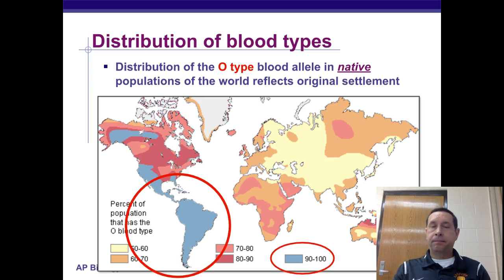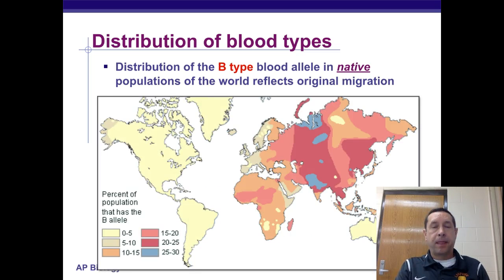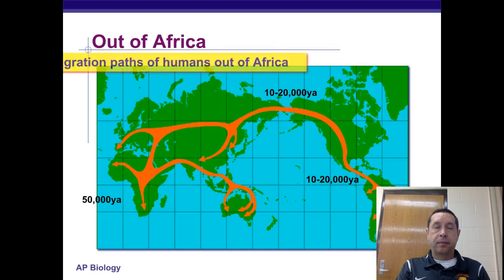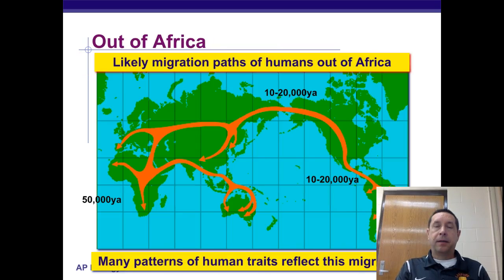In South America, almost everybody's type O. We see that in Central America and parts of the southwestern US. But in places like Europe and Asia, it's much less common. Type B blood is very rare in North and South America, but much more common in Asia and Europe. So this can give us a pathway of migration of the first humans out of Africa.